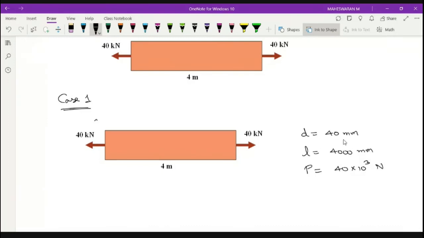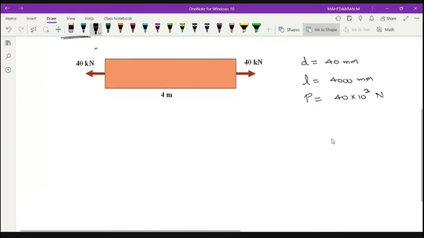Since these values are known, let us identify what is the area. So area A is pi by 4 into 40 square. So what will be the value we are getting? Pi by 4 into 40 square, we are getting 1256.63 mm square. So this is the value for our area.